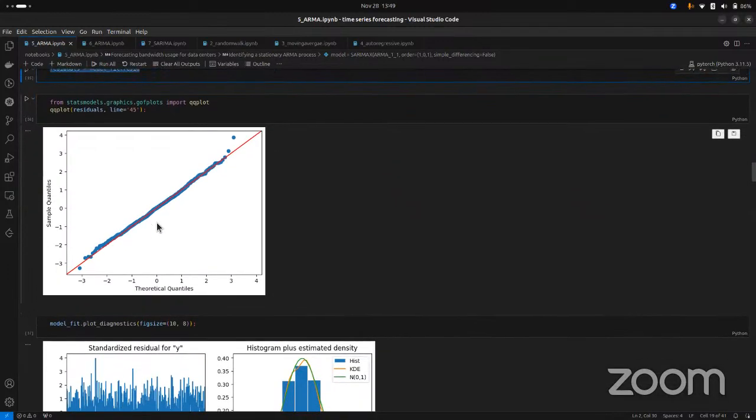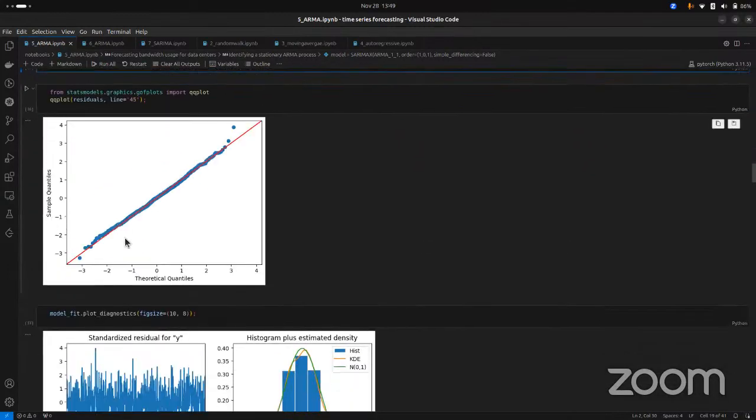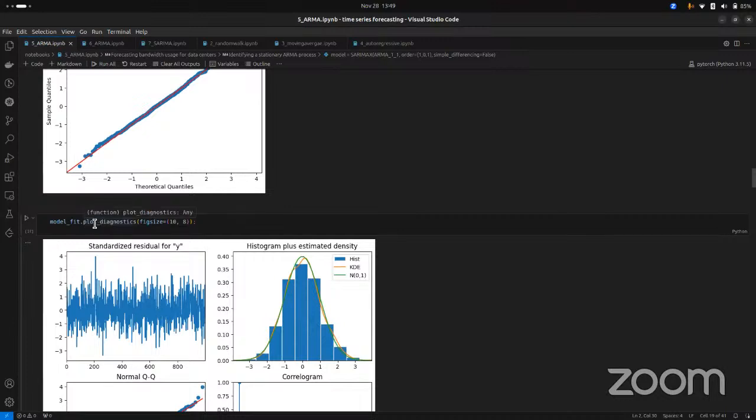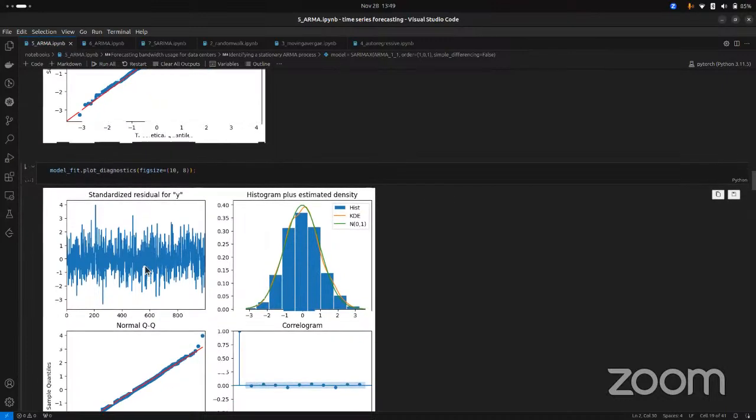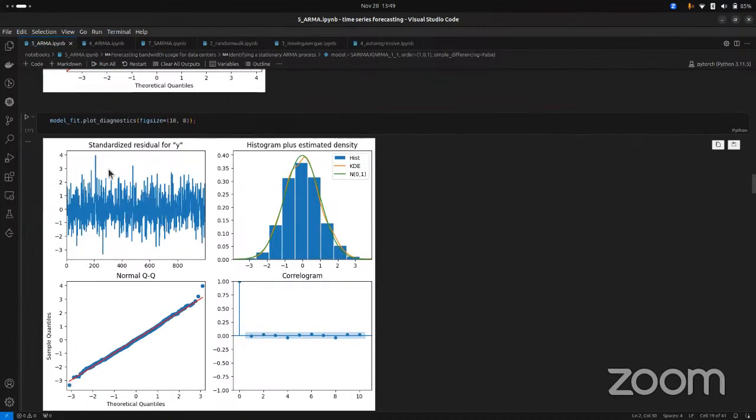So we can also run another test with the model fit. We can also run the plot diagnostics method. It's going to help us plot all of the things we need. It's going to plot the residuals, and we see that they're almost stationary and just random noise.